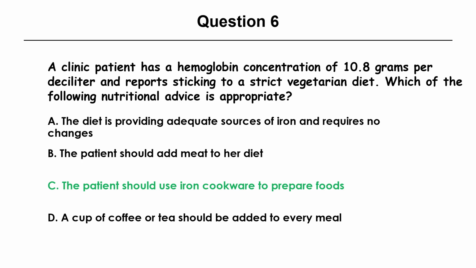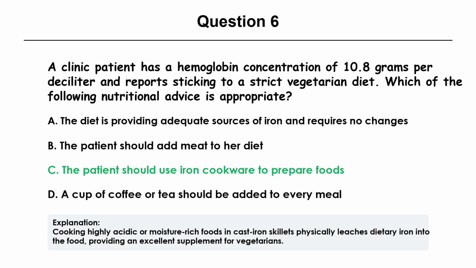The correct answer is option C. The patient should use iron cookware to prepare foods. Cooking highly acidic or moisture-rich foods in cast iron skillets physically leaches dietary iron into the food, providing an excellent supplement for vegetarians.